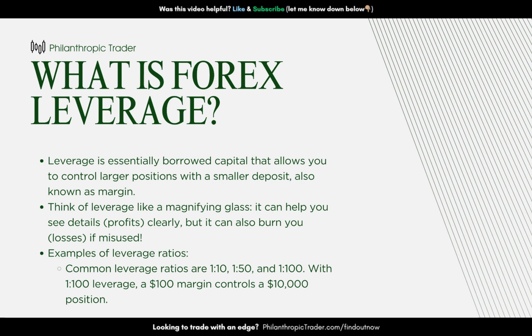And just a few examples of leverage ratios. We have the common ones: 1 to 10, 1 to 50, 1 to 100. And you also have more for the unregulated brokers, 1 to 1,000, 1 to 2,000 leverage, and that's really, really high. And with a 1 to 100 leverage, a $100 margin controls a $10,000 position.